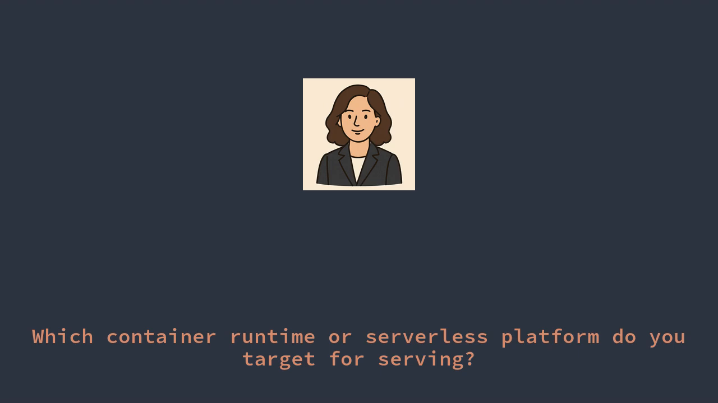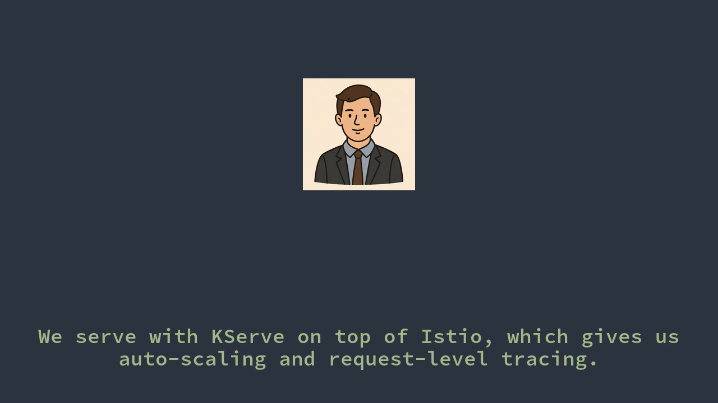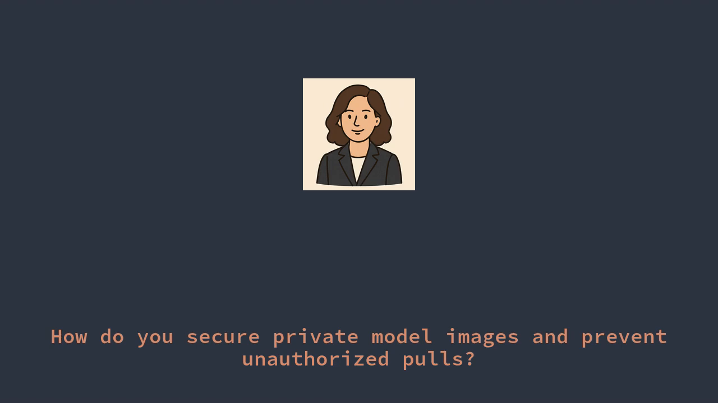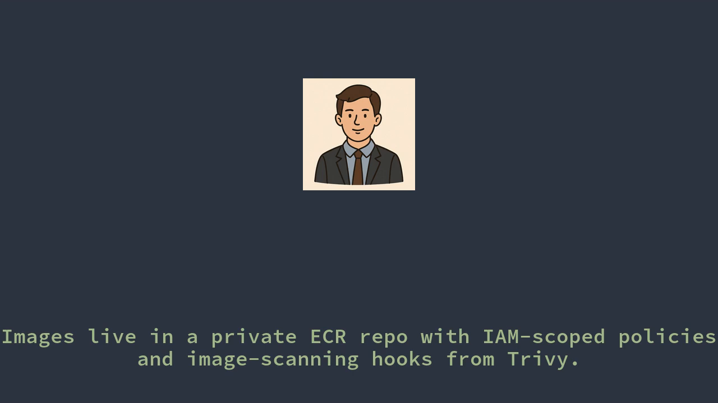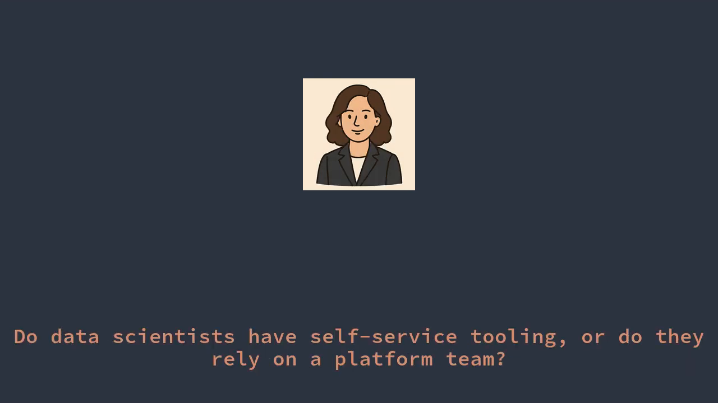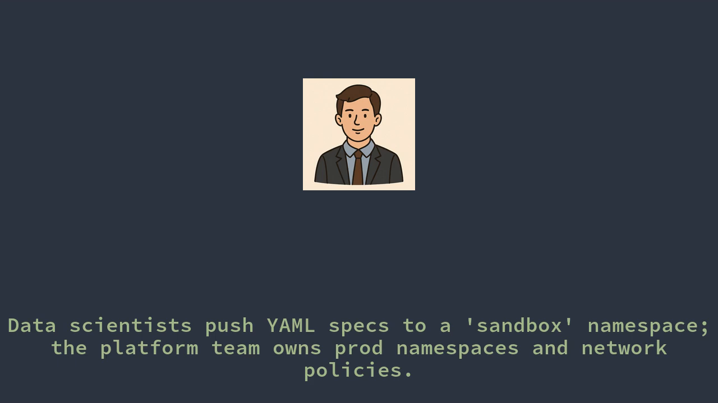Which container runtime or serverless platform do you target for serving? We serve with KServe on top of Istio, which gives us auto-scaling and request-level tracing. How do you secure private model images and prevent unauthorized pulls? Images live in a private ECR repo with IAM-scoped policies and image scanning hooks from Trivy. Do data scientists have self-service tooling, or do they rely on a platform team? Data scientists push YAML specs to a sandbox namespace. The platform team owns prod namespaces and network policies.